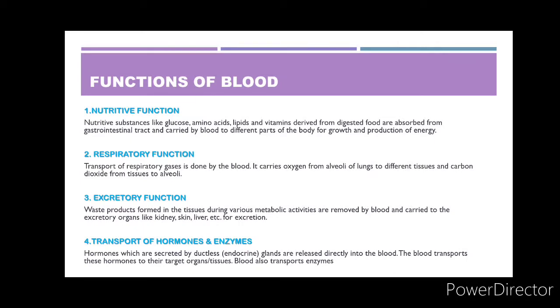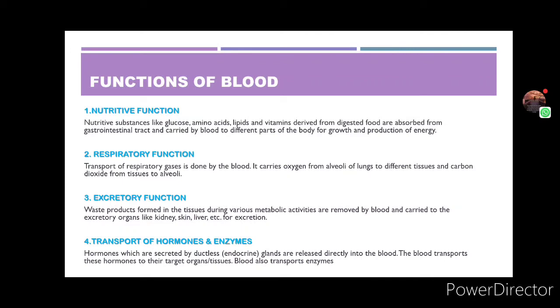Second, respiratory function. Transport of respiratory gases is done by the blood. The blood carries the oxygen from the alveoli of the lung to different tissues of the body, and in return, it takes away the carbon dioxide from the tissues of the body to the alveoli. Third function, excretory function. Now the waste products formed in the tissue during the various metabolic activities are removed by the blood and carried to the excretory organs like kidney, skin, liver, etc.